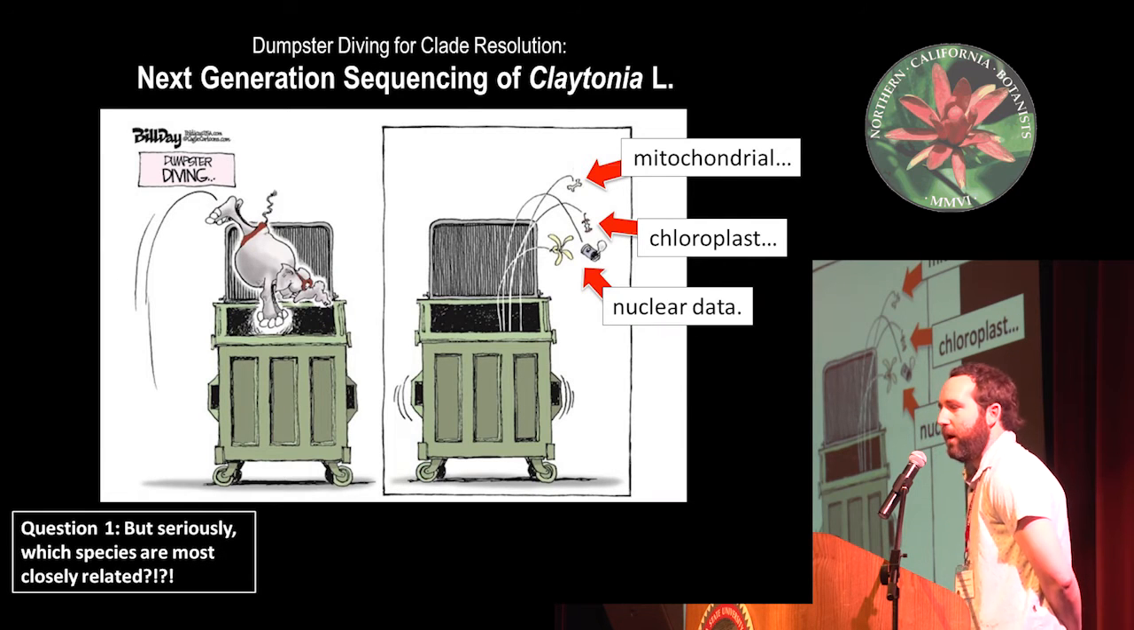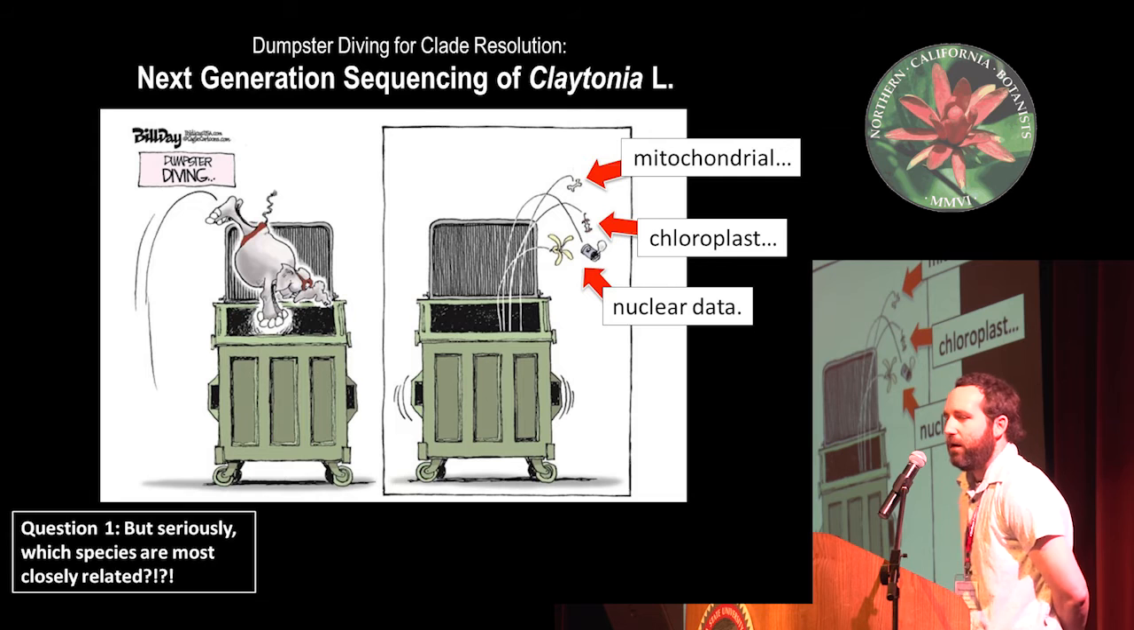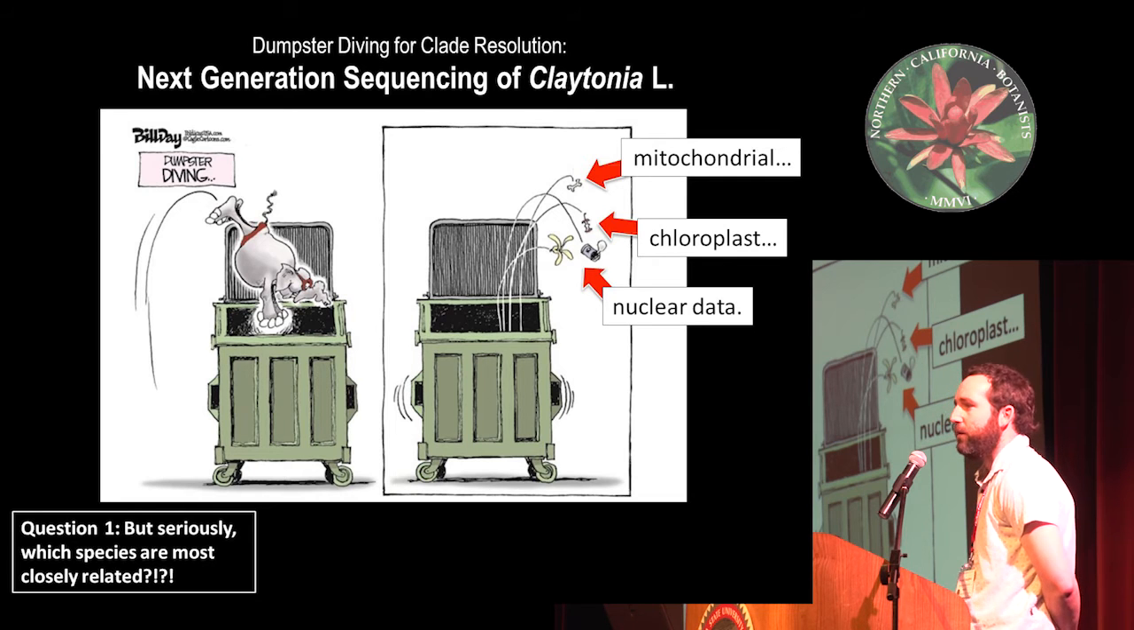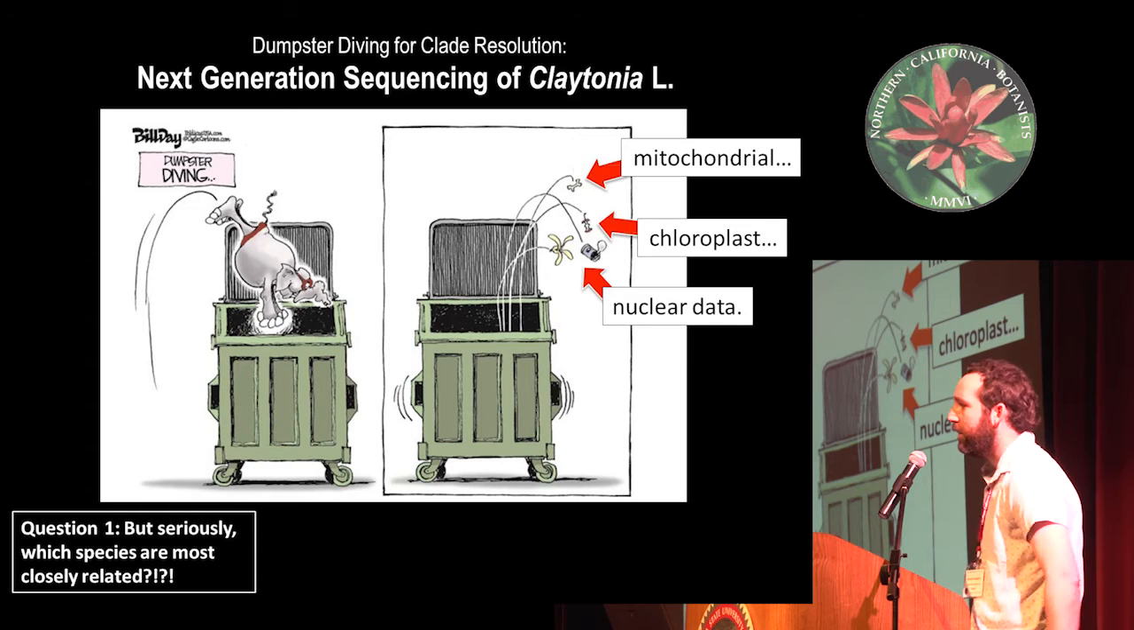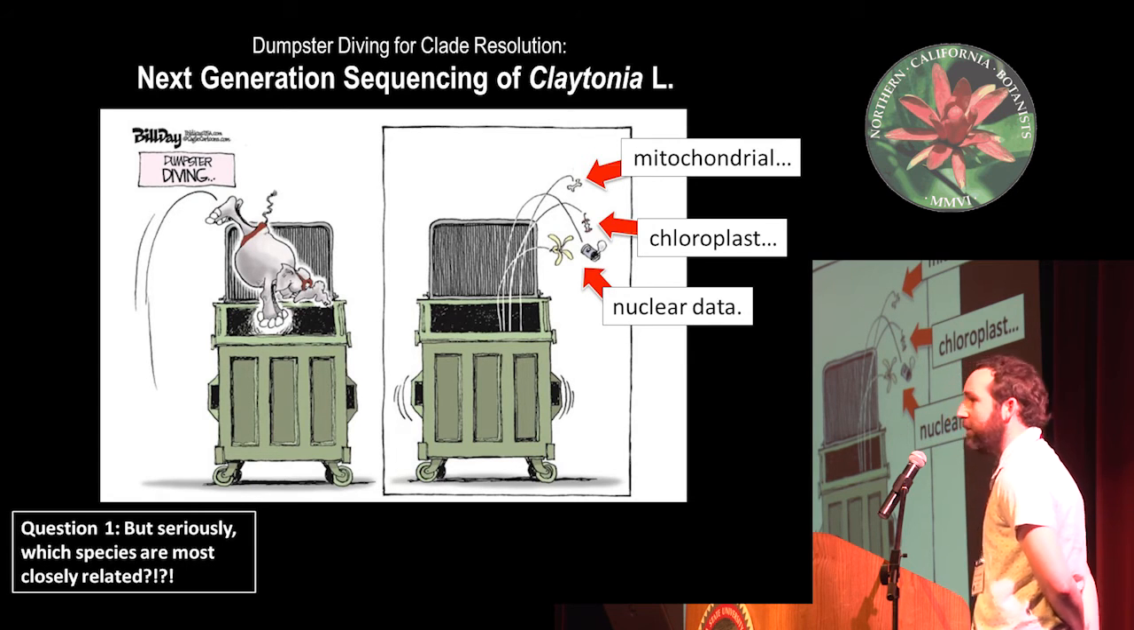Thus, I employed next generation sequencing technology. I used double digest RADseq, which is not unlike the AFLP methods that Justin was talking about earlier, except I get sequence data rather than fragment length. And so that's really nice because I can add samples later.